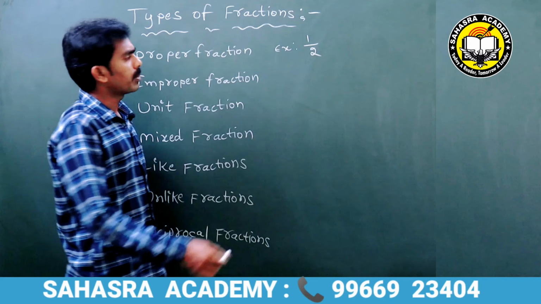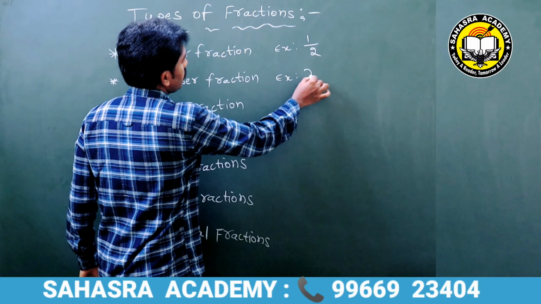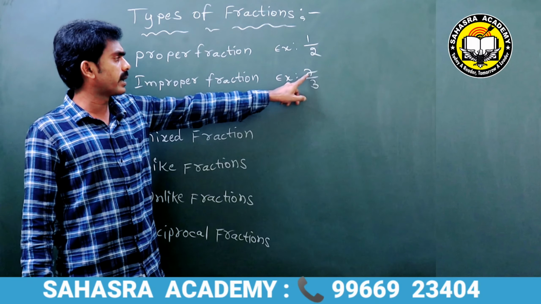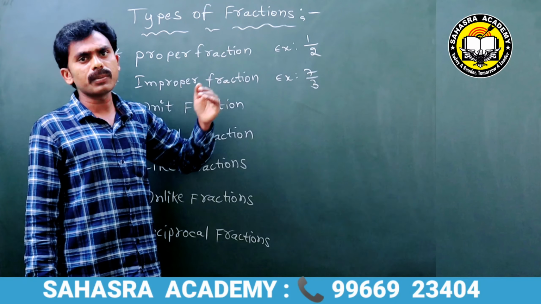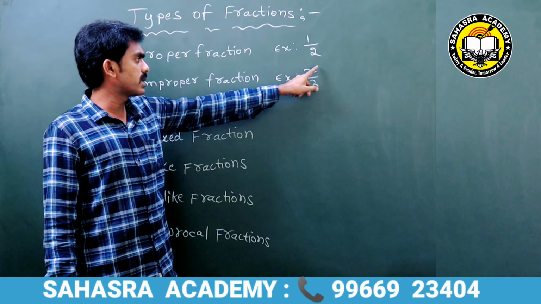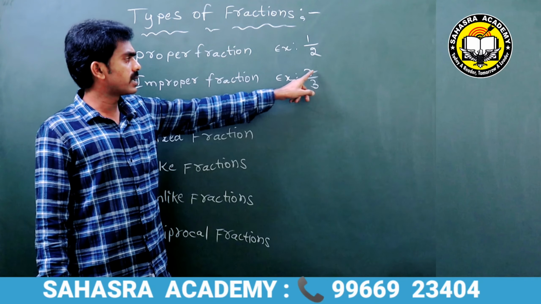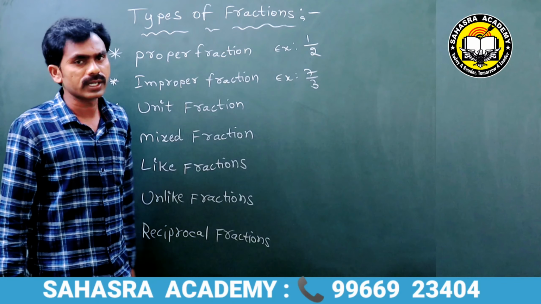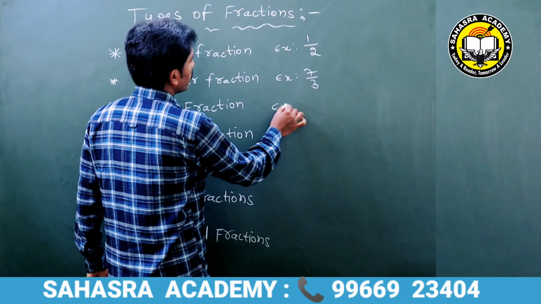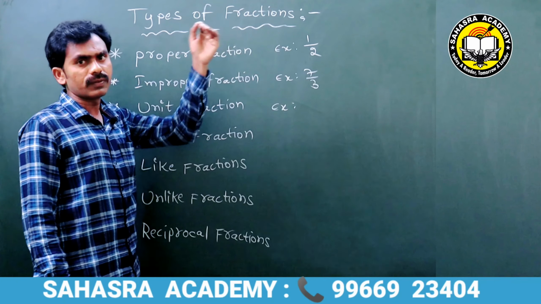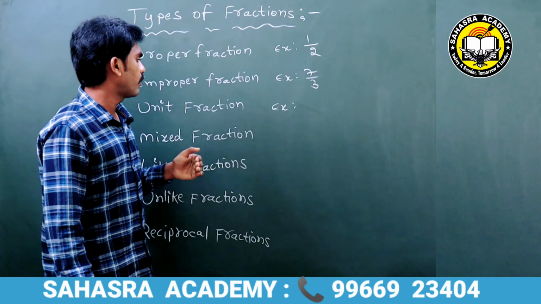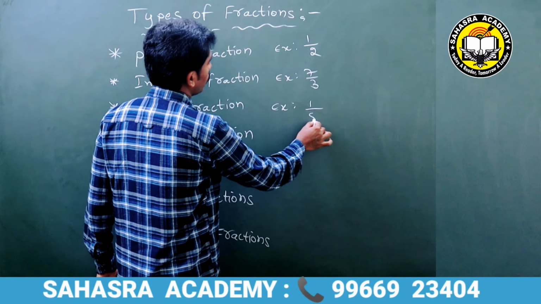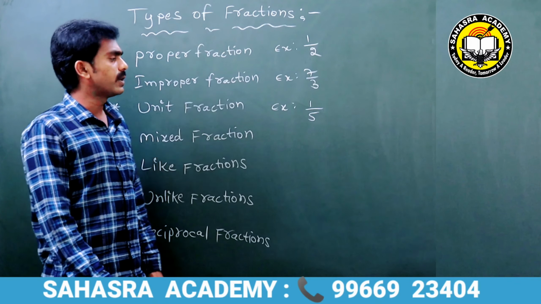Okay. Next, improper fraction. The fraction with a larger numerator is called an improper fraction. See here, 7 is the numerator and the denominator is 3. Here 7 is bigger than 3. So that's why 7 by 3 is an improper fraction. Okay. So next, unit fraction. What is meant by unit fraction? Unit means 1. So the fraction with numerator 1 is called a unit fraction.